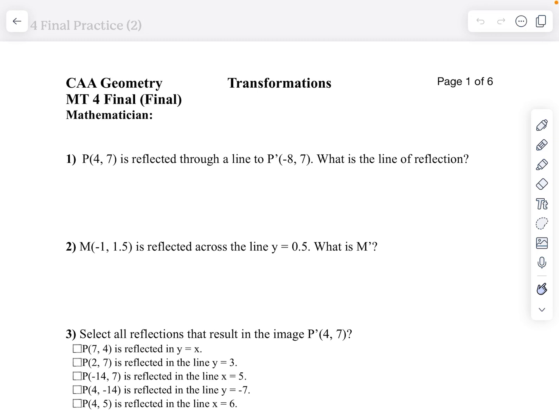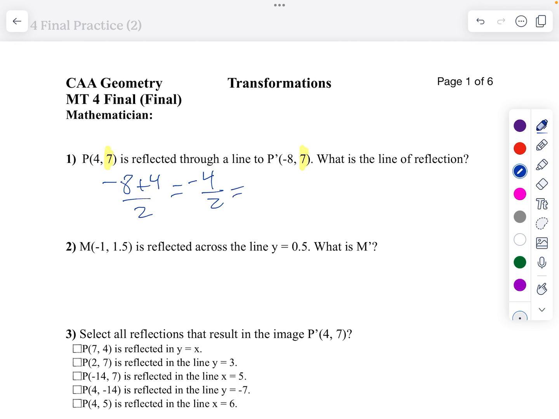For practice test here. On question number 1, notice my y's are the same, so I'm not moving it, I'm just reflecting it over a line. Well, that line is going to be halfway between -8 and 4. So if I go -8 plus 4, and I divide it by 2, that would be -4 over 2, which would be -2. Since it's got to be x, it'll be x equals -2.